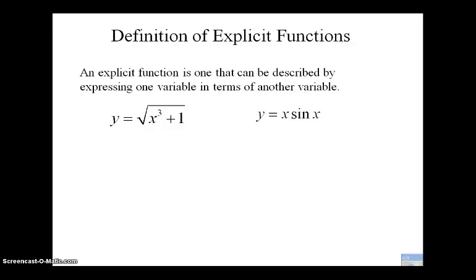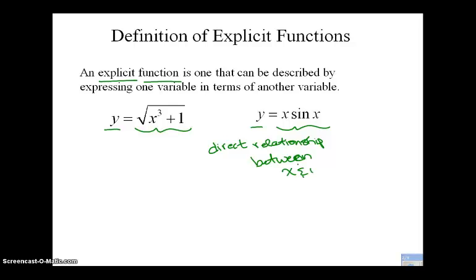An explicit function is one that can be described by expressing one variable completely and totally in terms of another variable. These are functions we're familiar with. There is y equals some manipulation on x. It is explicitly given to us, the direct relationship between x and y. Okay, that is an explicit function.